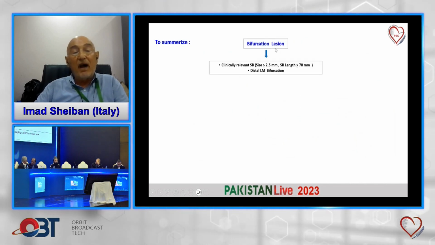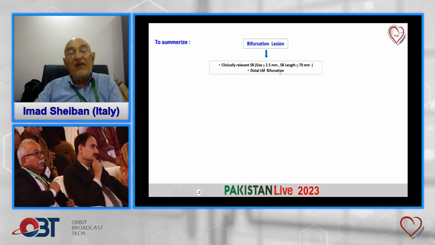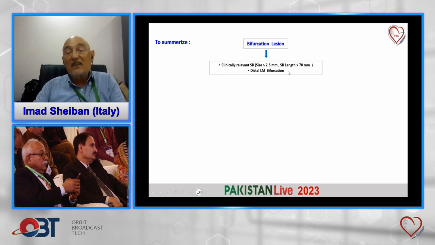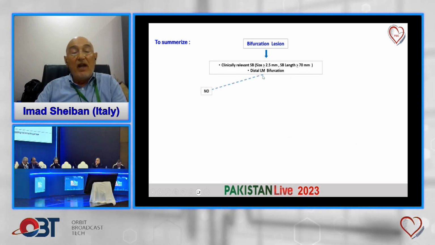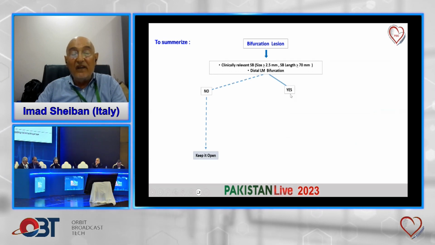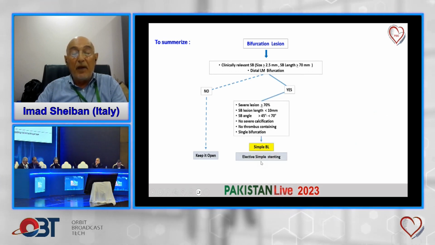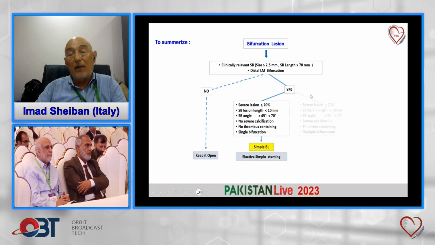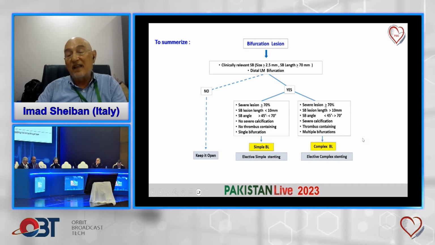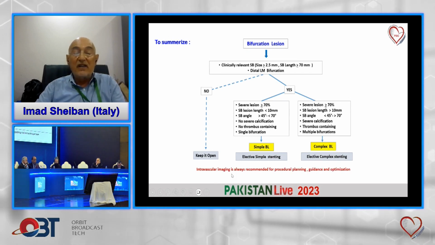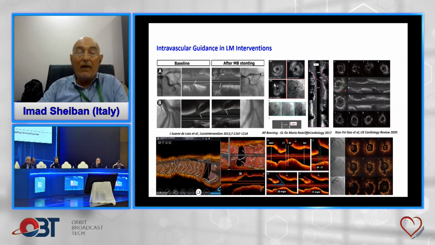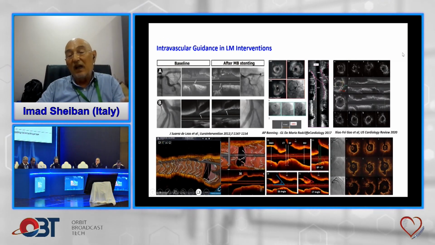So to summarize, in every bifurcation lesion, clinical relevance should be evaluated every time. But in distal left main, we know that the branch is not a small branch, it is almost a main vessel. If it is not clinically relevant, then just keep it open. If it is relevant and a simple bifurcation, then simple stenting is the recommended upfront approach. And if it is complex, then two-stent technique or elective complex two-stent stenting is the upfront approach. Intravascular imaging is always recommended in procedural planning, guidance and optimization, because it also helps in defining the lesion. But we'll get to this later.